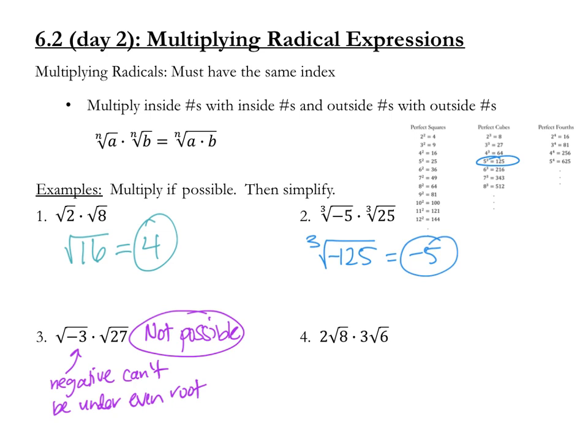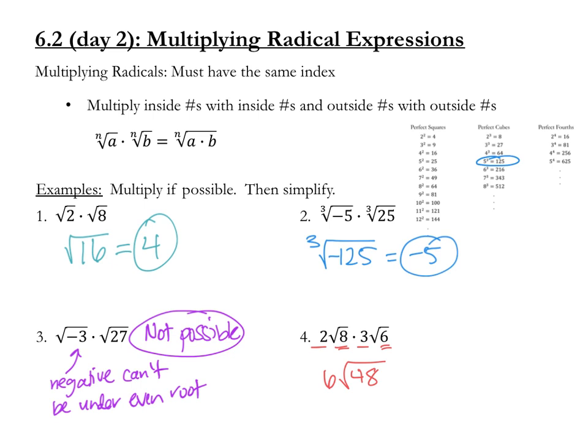Alright, and then number 4. This is the first one we've seen where we have outside numbers. So the rule is the outside number gets multiplied by the outside number. So 2 times 3 would give me 6. That stays on the outside. And then we multiply inside number times inside number. That would give me 48.